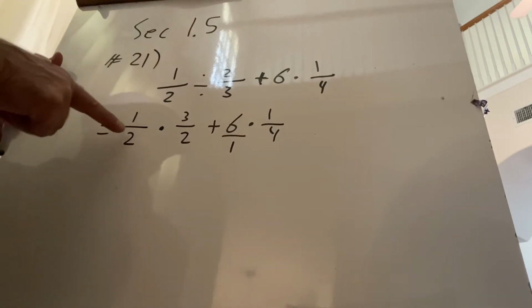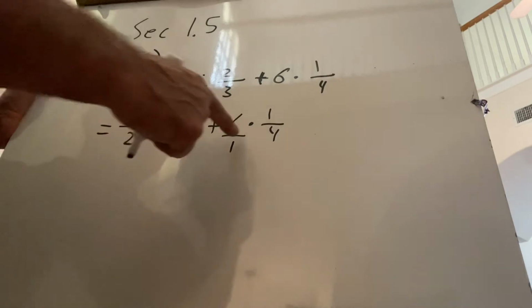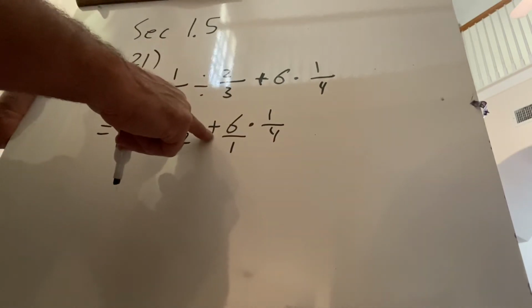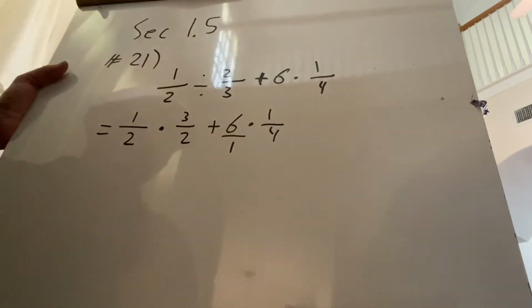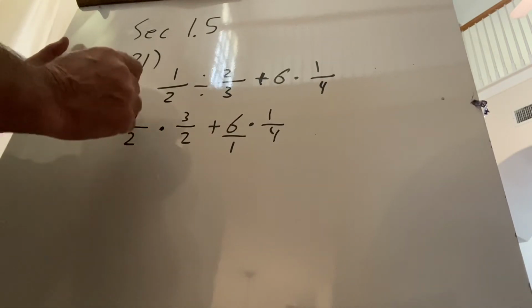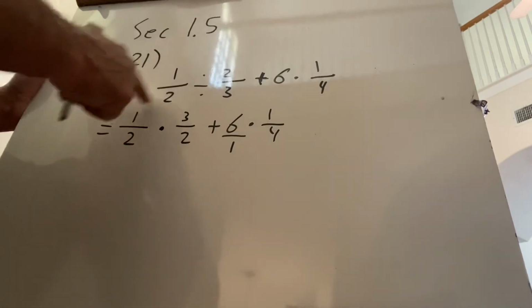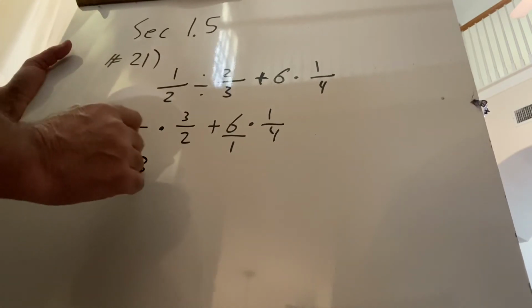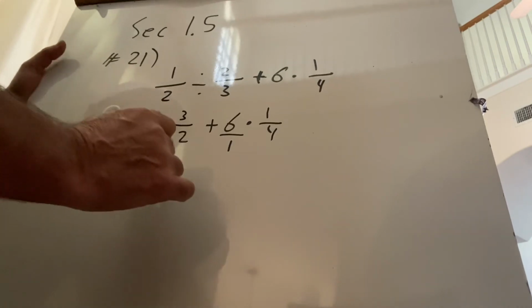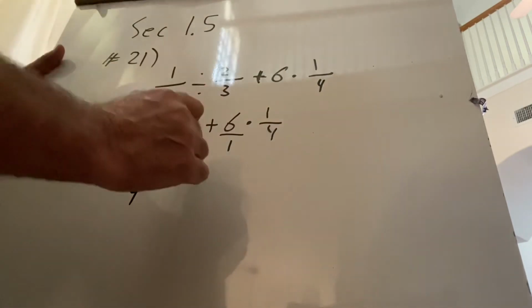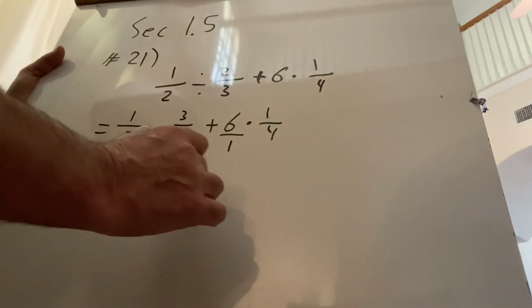So here, we're going to multiply these two together, and multiply those two, and then finally, we're ready to add, right? Because remember, multiplication always gets priority over addition. As you know, the way you multiply two fractions is top times top, bottom times bottom. So 1 times 3 becomes 3, 2 times 2 becomes 4. Also, we have here 6 times 1, which becomes 6, and 4 times 1 becomes 4.